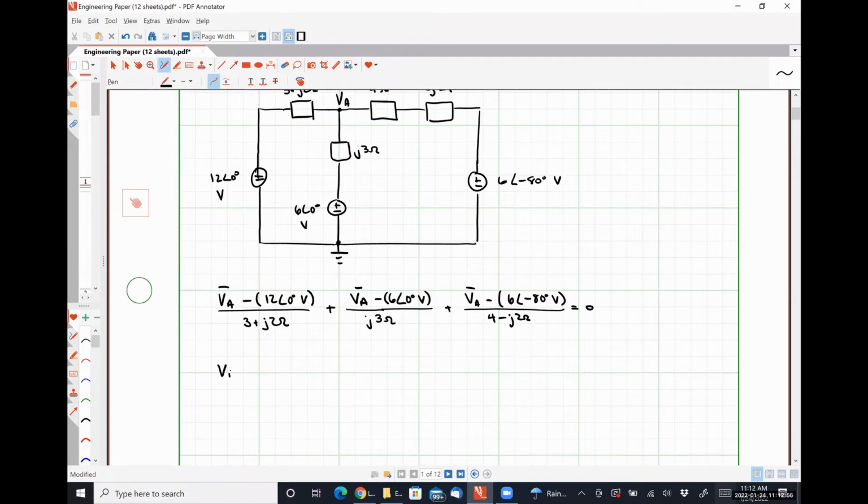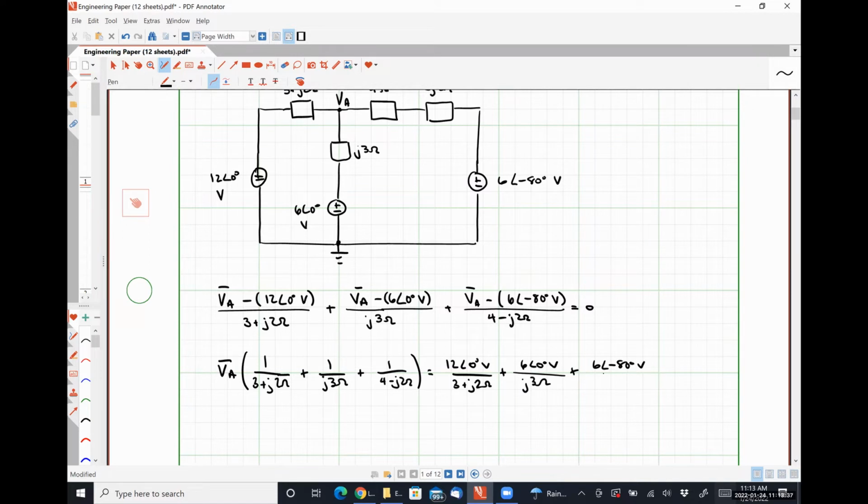So I could say that we would have VA multiplied by a factor of 1 over 3 plus j2 ohms plus 1 over j3 ohms plus 1 over 4 minus j2 ohms is equal to 12 angle 0 degrees volts divided by 3 plus j2 ohms, plus 6 angle 0 degrees volts divided by j3 ohms, plus 6 angle negative 80 degrees volts divided by 4 minus j2 ohms.